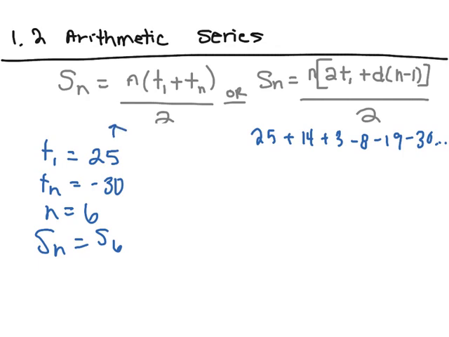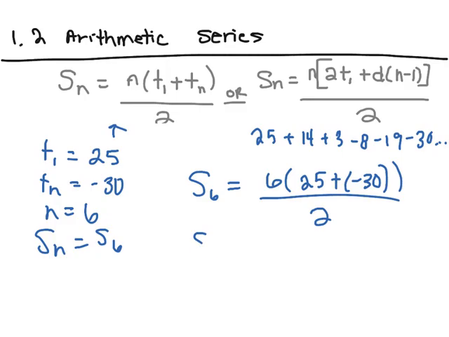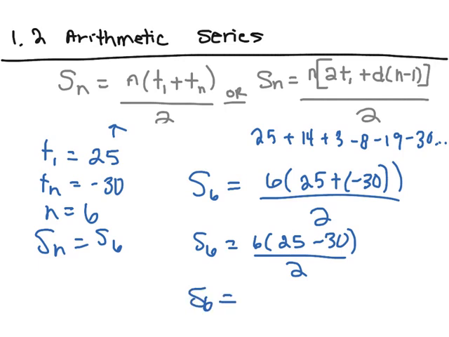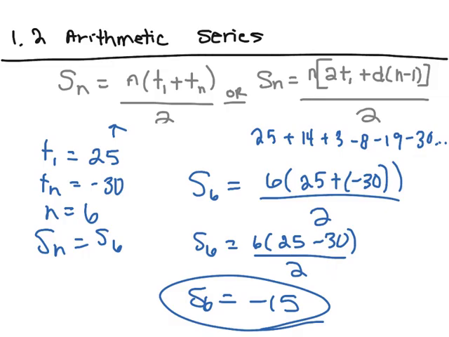So we have the sum of the first 6 terms is equal to 6 times 25 plus negative 30, divided by 2. So that's the same as 6 times 25 minus 30 over 2. 25 minus 30 is negative 5. Negative 5 times 6 is negative 30. And negative 30 divided by 2 is equal to negative 15. So the sum of this series is negative 15. So if you were to add all these numbers up together, you'd get this.